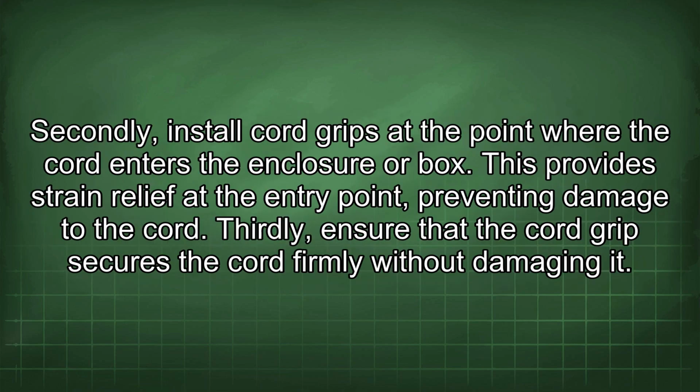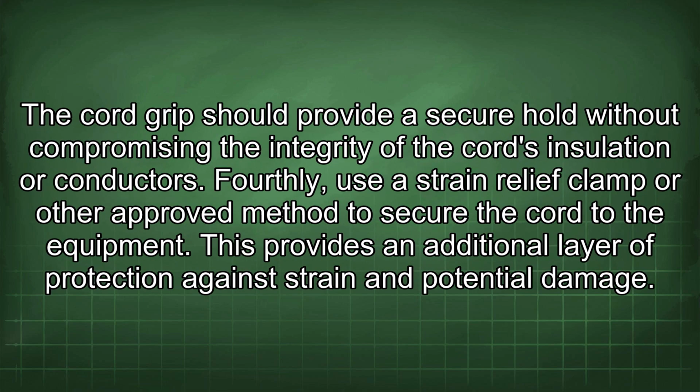Secondly, install cord grips at the point where the cord enters the enclosure or box. This provides strain relief at the entry point, preventing damage to the cord. Thirdly, ensure that the cord grip secures the cord firmly without damaging it. The cord grip should provide a secure hold without compromising the integrity of the cord's insulation or conductors.